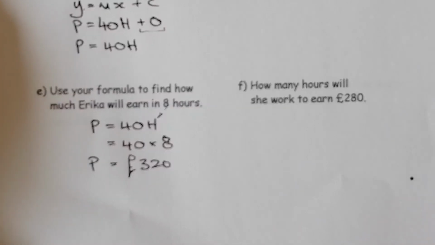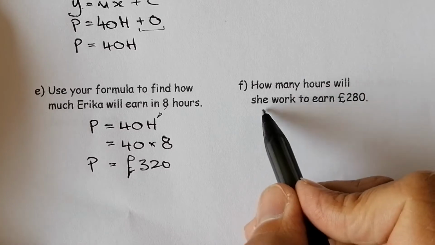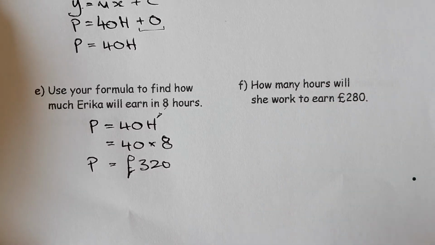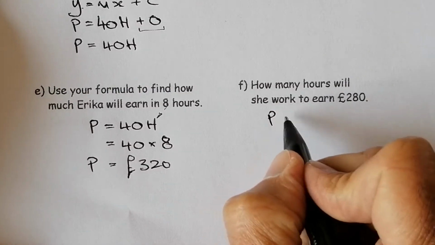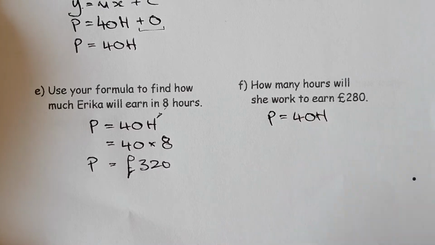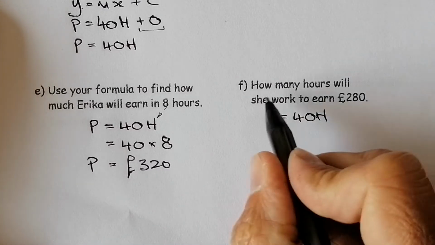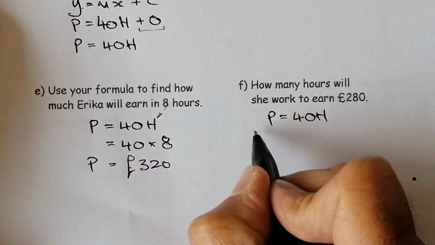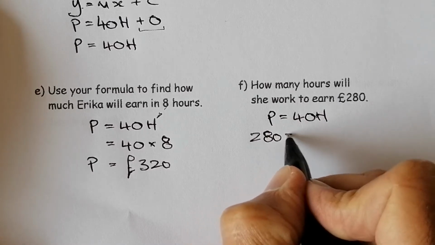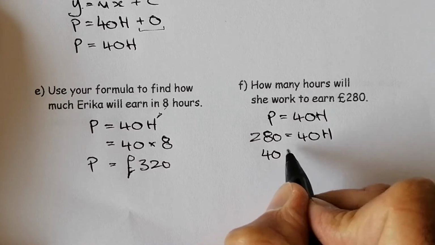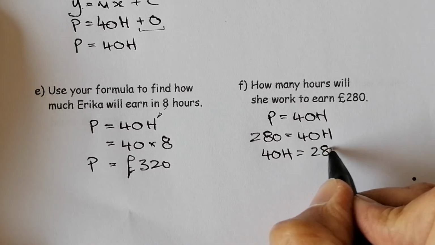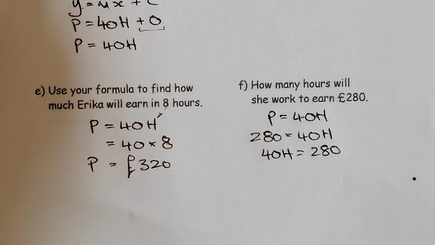And for F, what we've got is how many hours will she work to earn £280? Again, you might be able to work that out for something that's quite simple, but I must use the formula for it. So the formula P equals 40H. I know that what she's earning is 280, so that's going to be 280 on the left-hand side there. So I'll just swap that round, and we'll just use our skills and knowledge of solving equations.